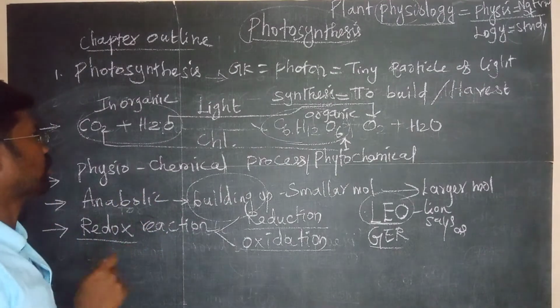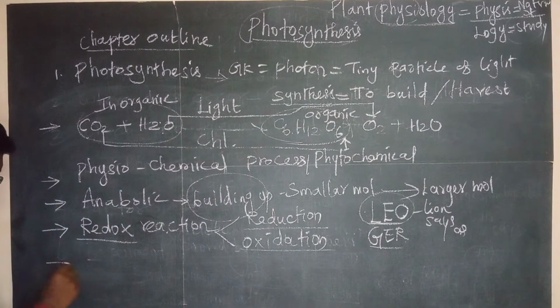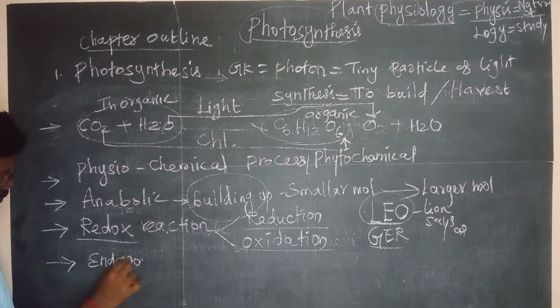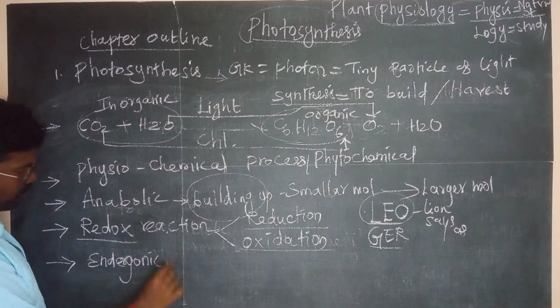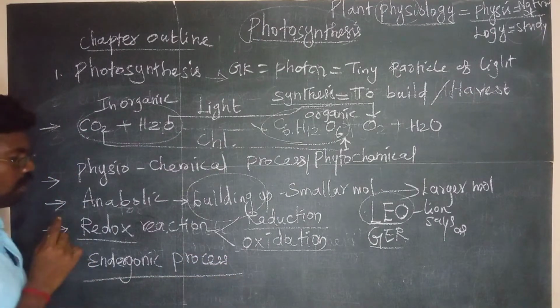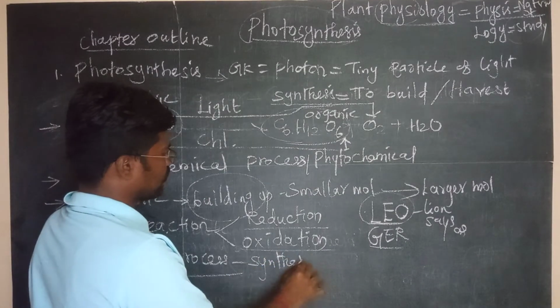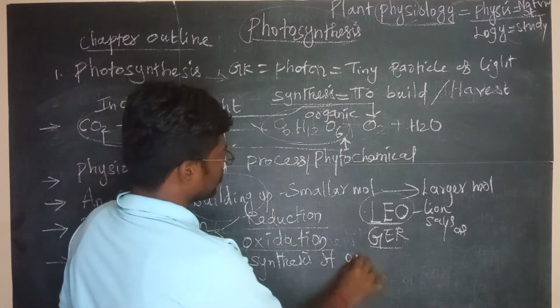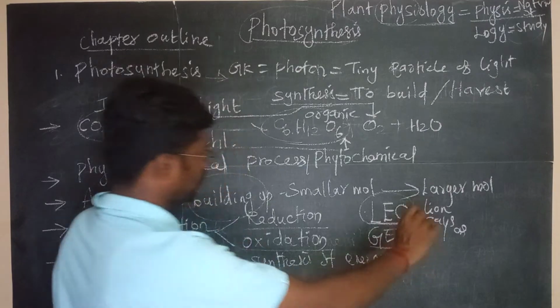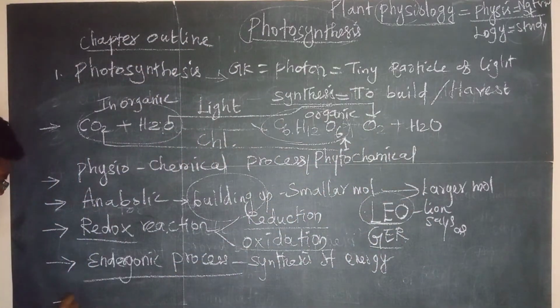Clear? Now what is the other way? It is otherwise called an endergonic process. Why should we call photosynthesis an endergonic process? Because it is a synthesis of energy process. This process is called an endergonic process.